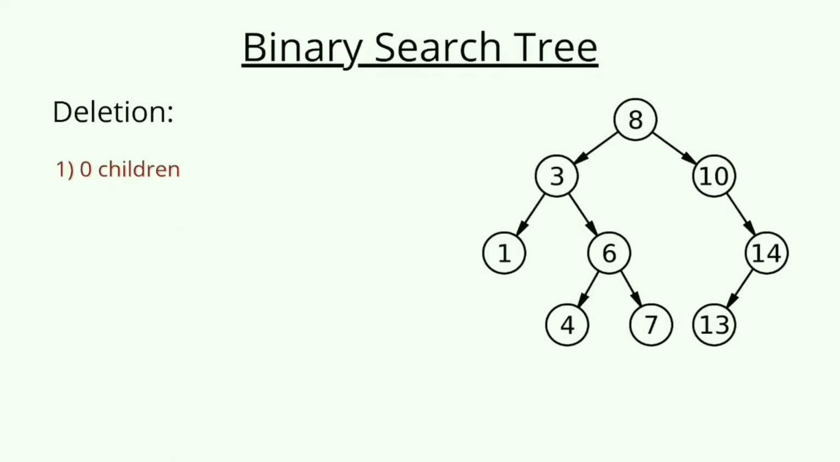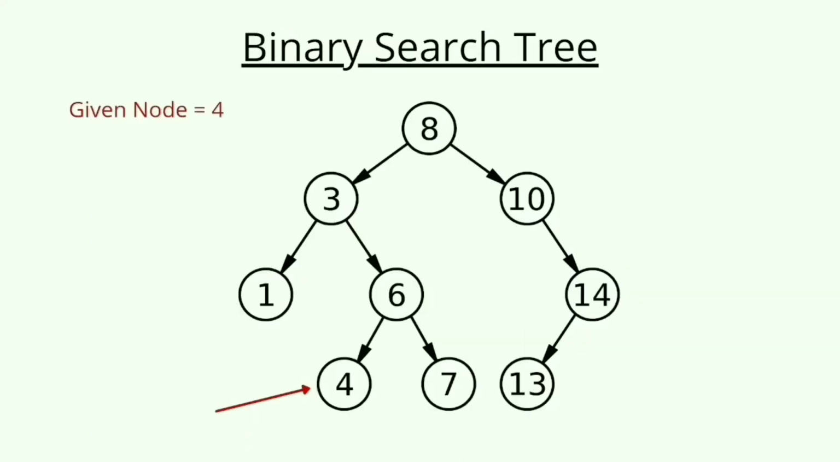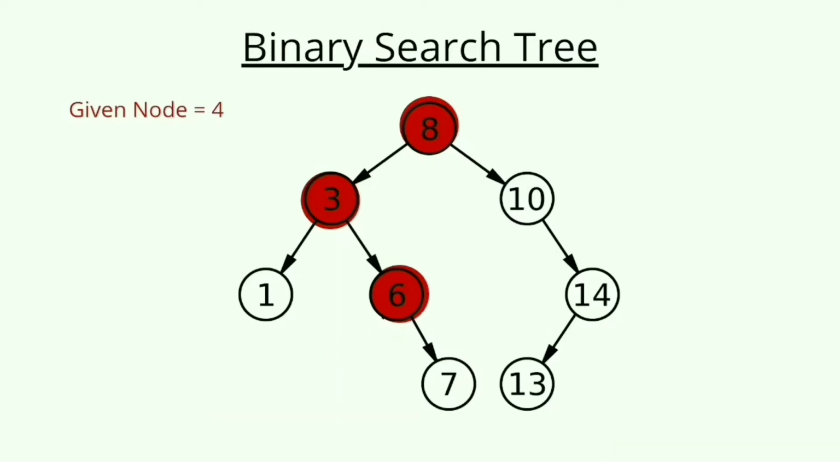So now let's take the case of 0 children. So guys, here you have given a binary search tree, and in this BST you have to delete that node which has 0 children. So here the given node is 4 and you have to delete that node. So now how can we delete the given node? First of all, we will check the node that the given node is present in BST or not. Now here we have found our given node, and then directly we can delete that node. So this is the first case, the node with 0 children.